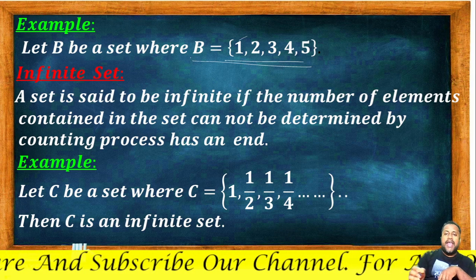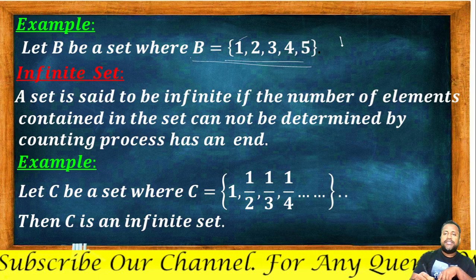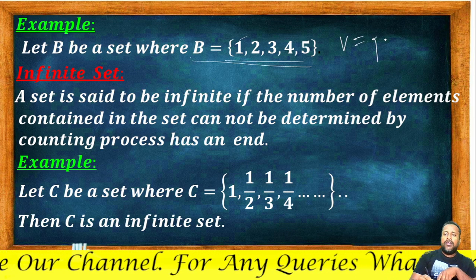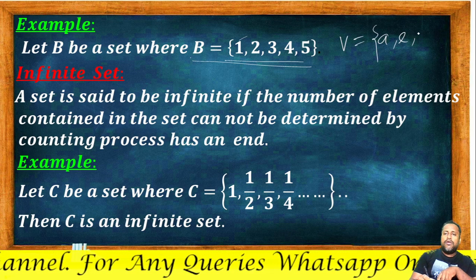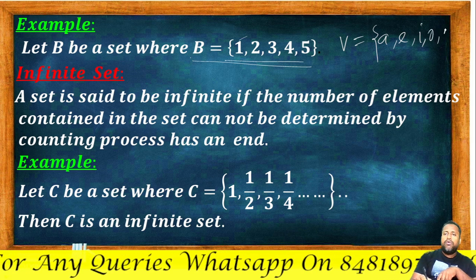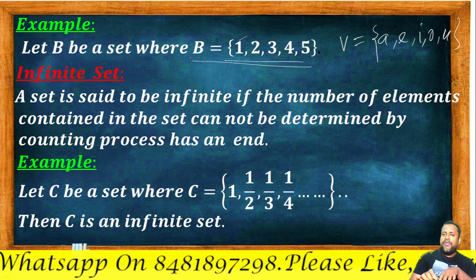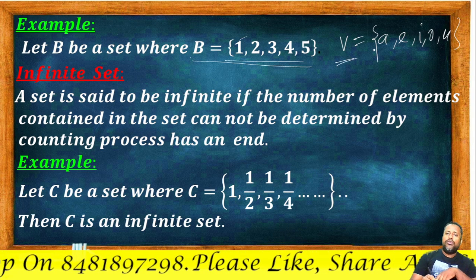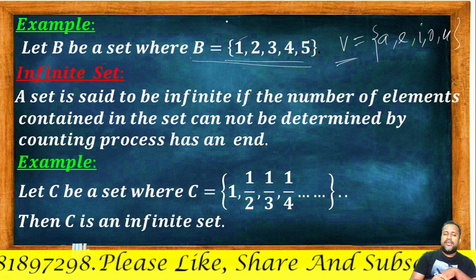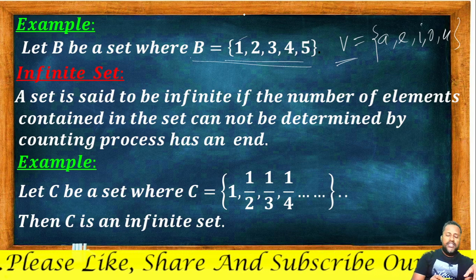Or if we consider another example, say the set of vowels V, which is A, E, I, O, U. Here the set of vowels contains 5 elements, so it will also be a finite set. Next, what is an infinite set?